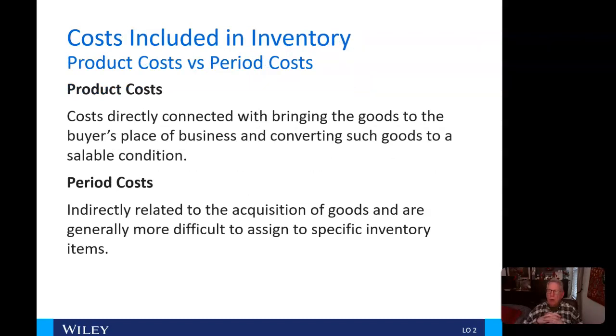Now, product costs versus period costs. Here, product costs are pretty easy conceptually to understand. Those are the costs directly connected with bringing the goods to the buyer's place of business and converting such goods to a saleable condition. All right. Period costs are indirectly related to the acquisition of goods and are generally more difficult to assign to specific inventory items.